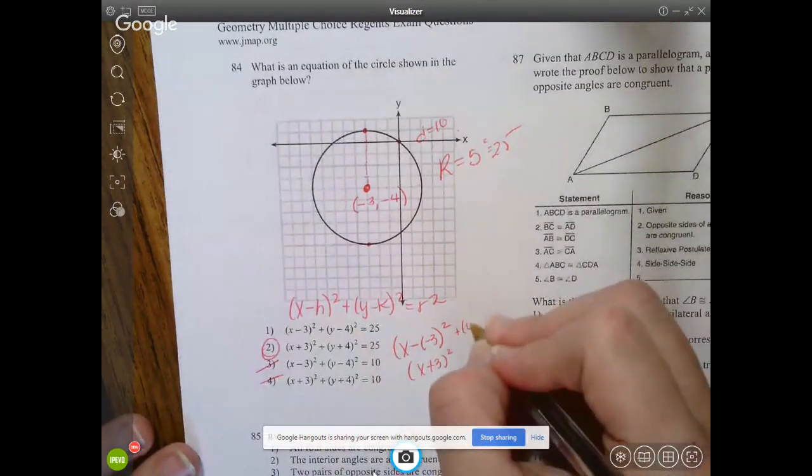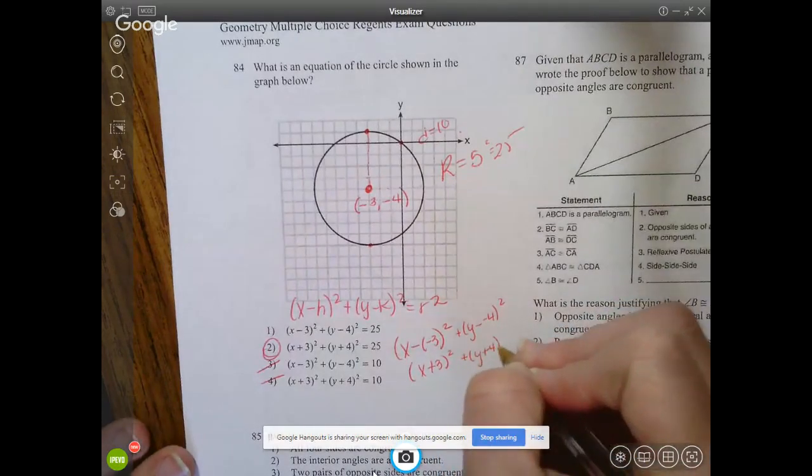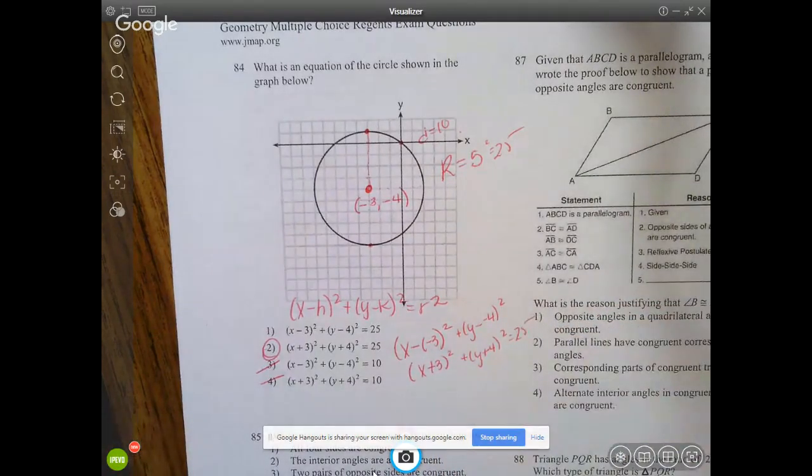I could also plug in the -4. Again, the two negatives make it a positive. And that's why we say the sign switches. So our answer is choice 2.